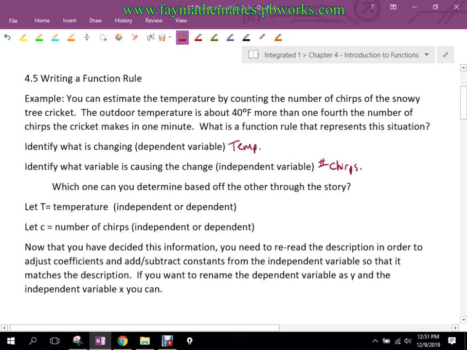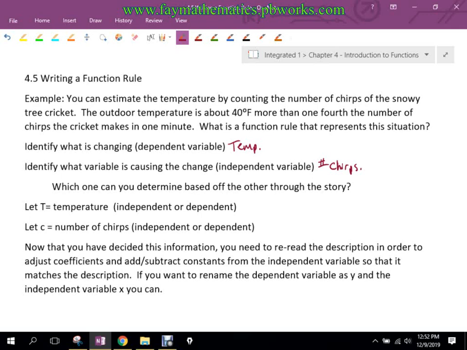What is changing? This is the dependent variable. That's the temperature, the thing we're interested in. I can recognize a change in temperature based on how many times this cricket chirps. It asks which one you can determine based off the other through the story. Your temperature you can find based off how many chirps there are. Determining your independent and dependent variables is by far the hardest part of these types of problems.